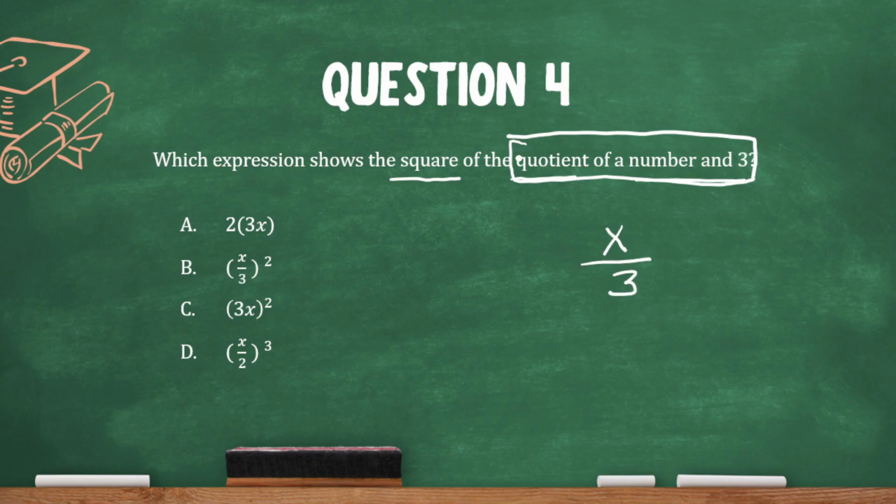And since we're squaring that whole thing, we want to put that whole thing in parentheses, and then we can square it. And if you simplified this, you'd have to square the top and the bottom. So that would look like that, right? So B is our answer.